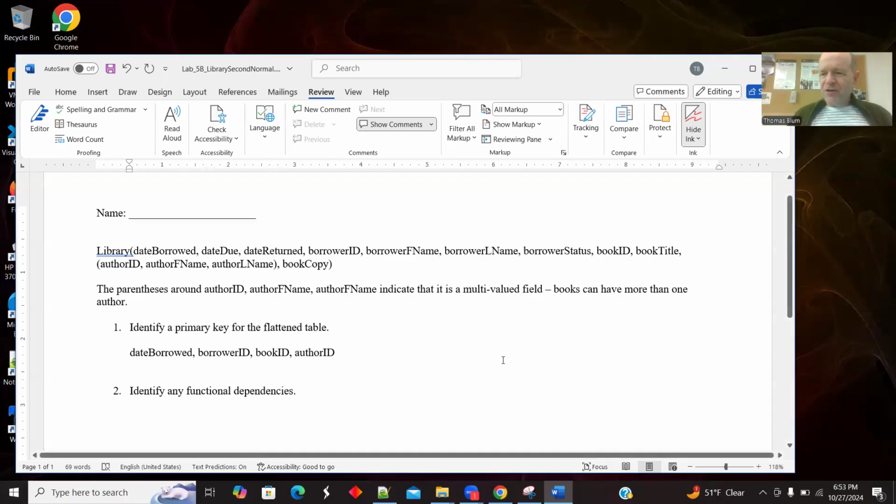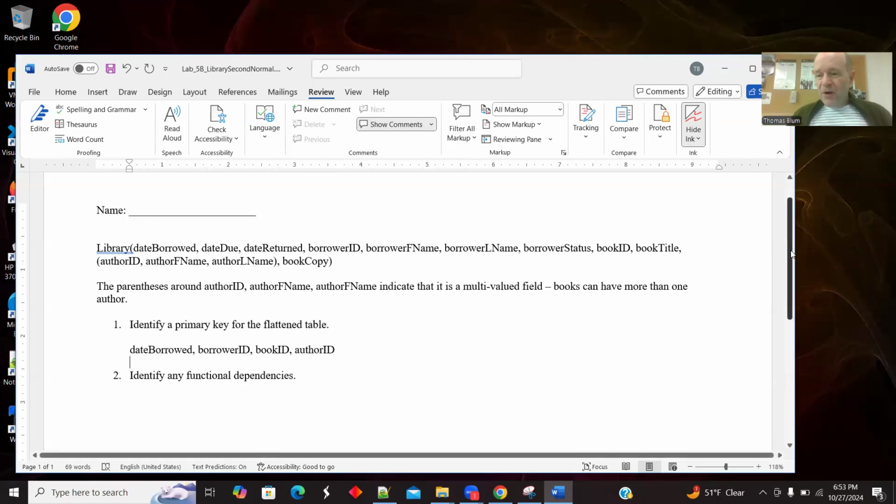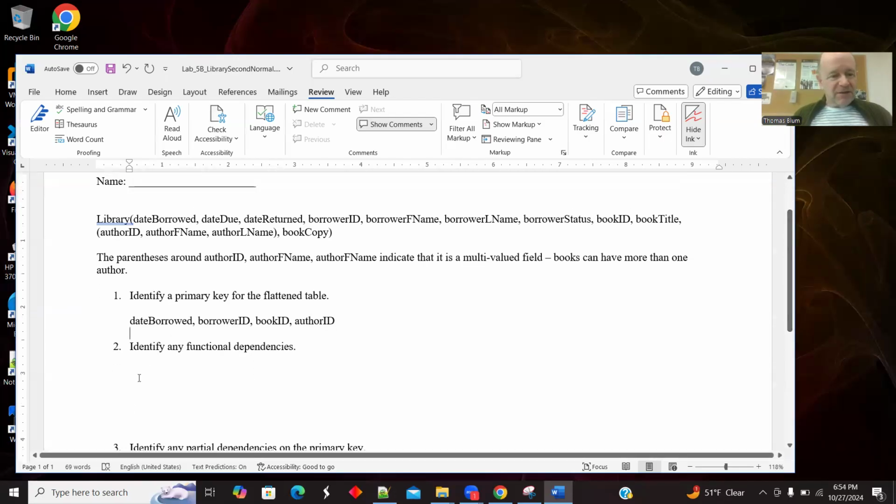Now let's start looking at functional dependence. So all other fields have a functional dependence on these three, or four, sorry. But what about other possibilities? So let's do the easy ones first.